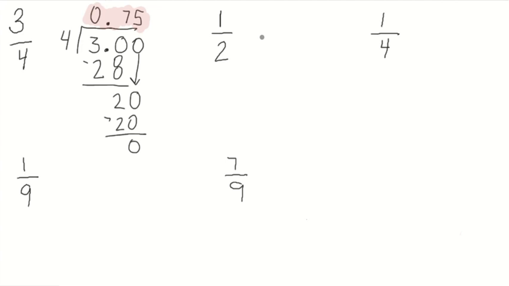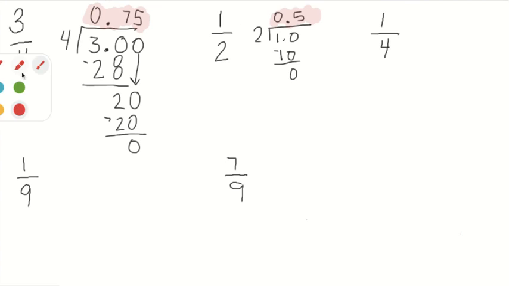Same thing for 1/2. 1/2 is a problem that you should definitely memorize when it comes to converting. 2 into 1.0. 2 into 1 cannot happen, but 2 into 10 can, and it's 5. And I know that 2 times 5 is 10, so I won't have a remainder, and I won't have any other numbers to bring down, so I know I'm done. And I also know that half of a dollar is 50 cents. Remember, we always have an invisible zero, however many zeros we want, after the last number in our decimal.